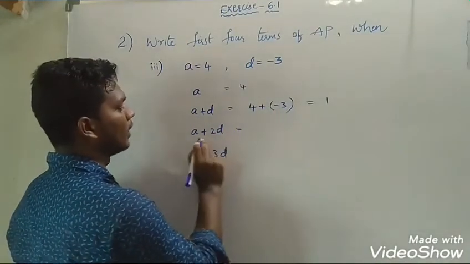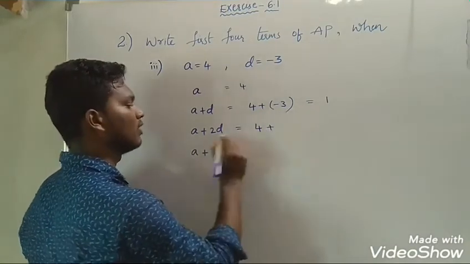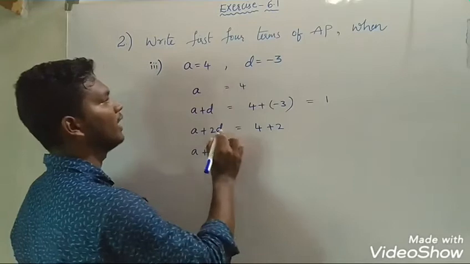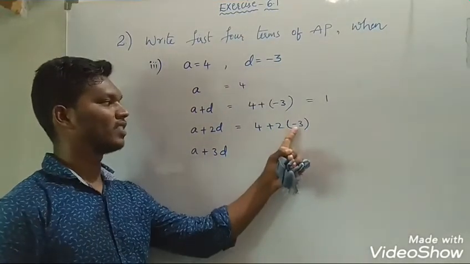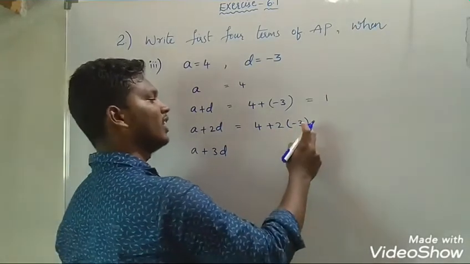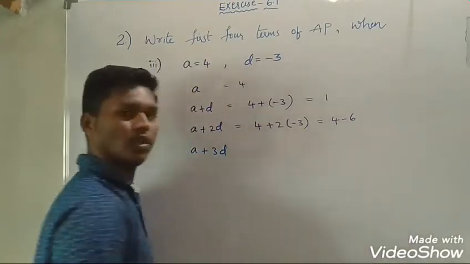So next, the third term, a plus 2d. The value of a is 4, and we have plus 2, and the value of d is minus 3. So I am writing minus 3. Plus into minus is minus, so 2 threes are 6. So we will have 4 minus 6. Okay friends, hope you understood.